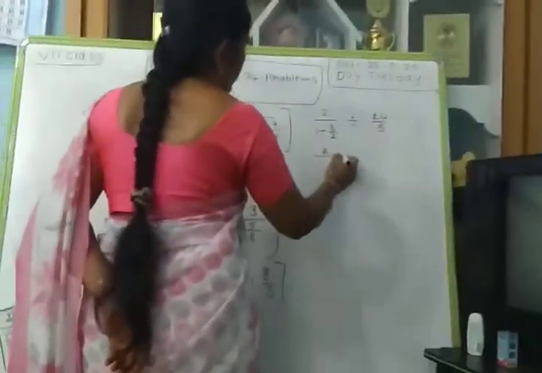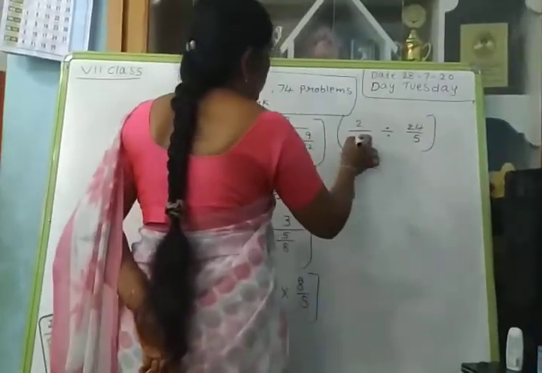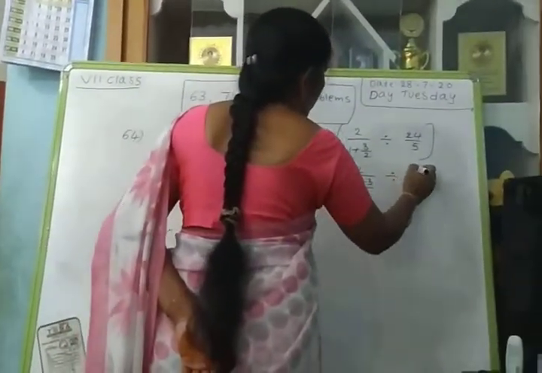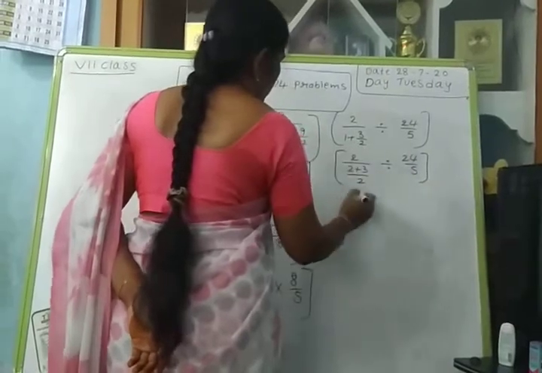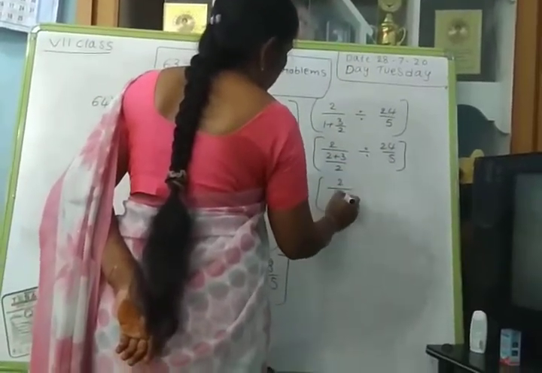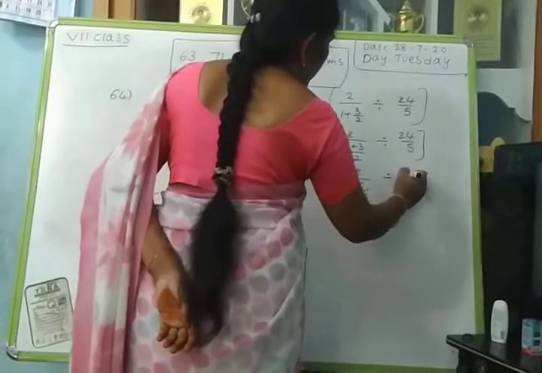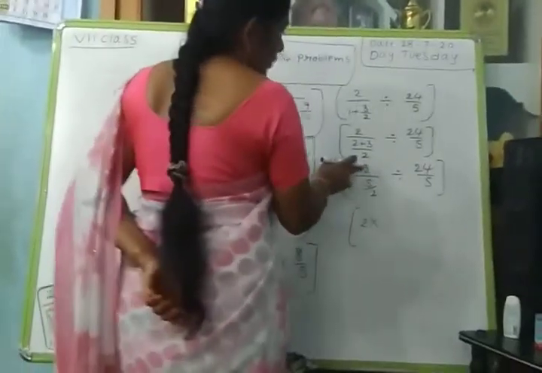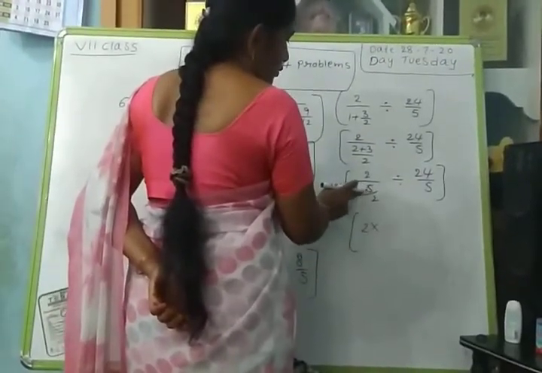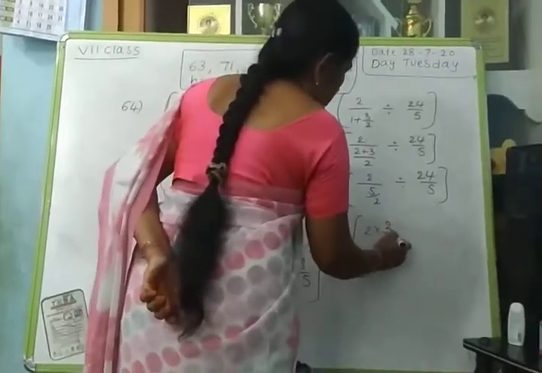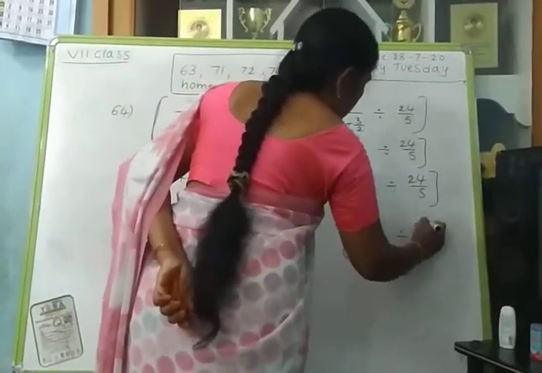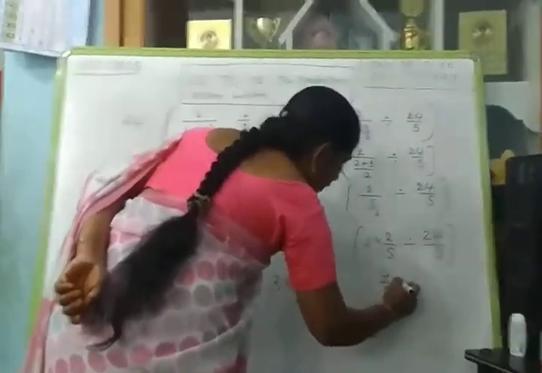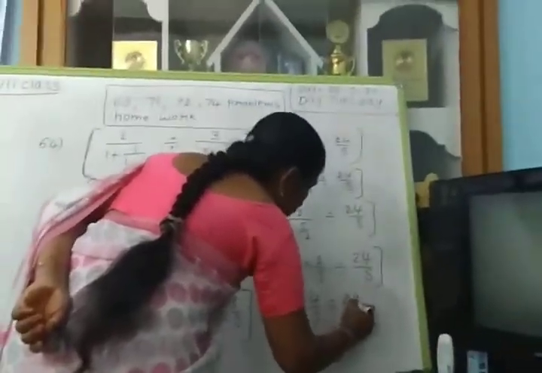Next what we will get here? 2 by 2 ones are 2. 2 plus 1. 2 plus 3 by 2 divided by 24 by 5. Next what we will get? 2 by 5 by 2 divided by 24 by 5. Next, when you are seeing one whole in the numerator and a fraction in the denominator, you take immediately the reciprocal of the denominator. 2 by 5 divided by 24 by 5. Next what you will get? 2 2s are 4 by 5 divided by 24 by 5.